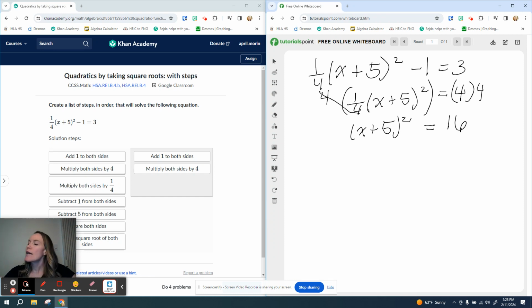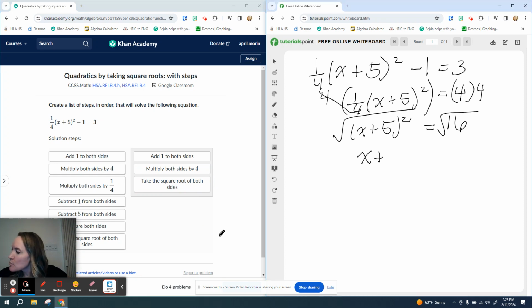Super simple. Okay, now I'm going to take the square root of both sides. So that's what I need to do here. Take the square root of both sides. So square root, square root, and I have x plus 5 equals plus and minus 4, because 16 is a square. Yay! No nasty step there. We're good. Okay, so what am I going to do now?